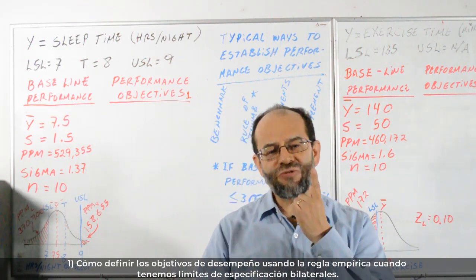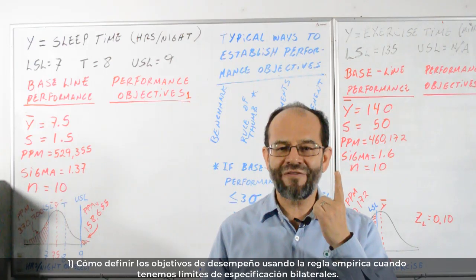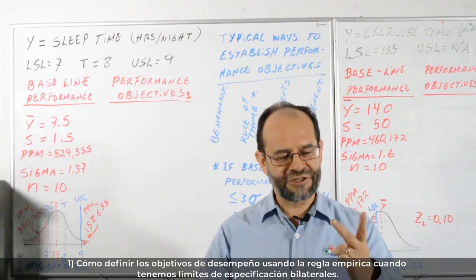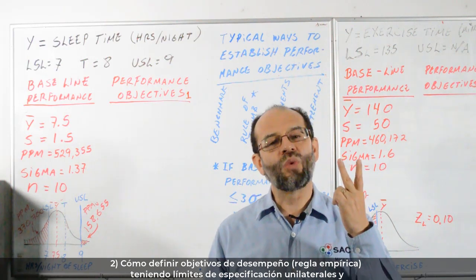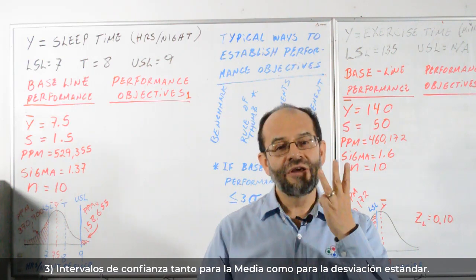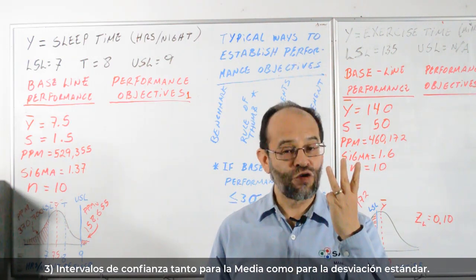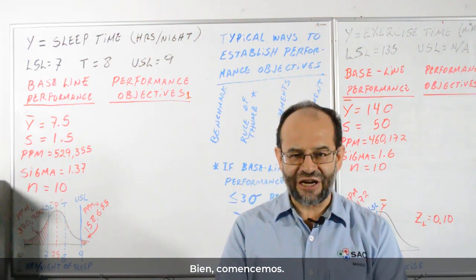One, how to define performance objectives using rule of thumb when we are having two-sided specification limits. Two, how to define performance objectives, also rule of thumb, when we are having one-sided specification limits. And third, confidence intervals for both mean and the standard deviation. Well, let's start.